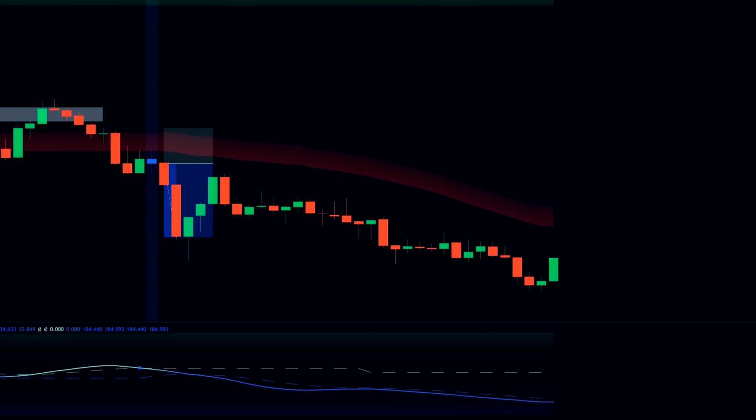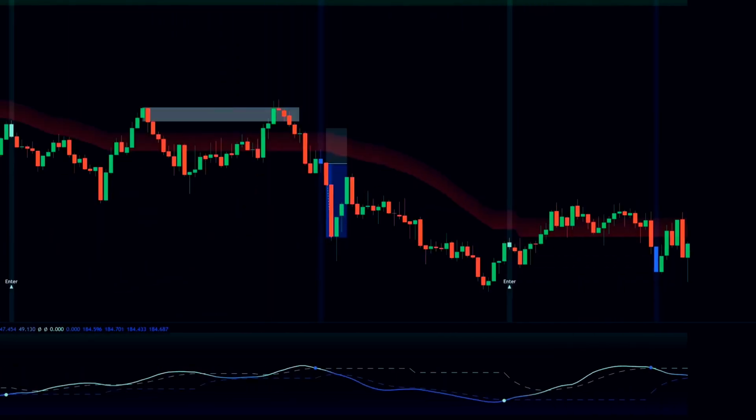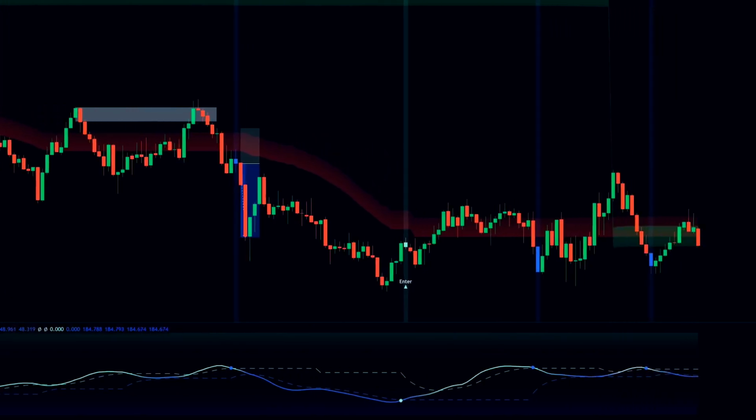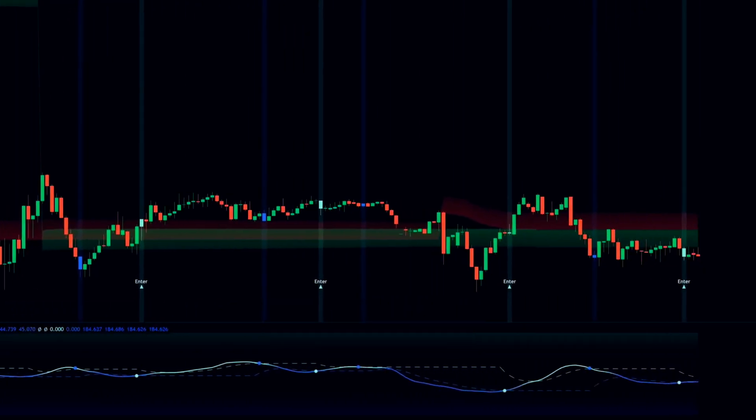In summary, the DSL Oscillator by Big Beluga provides a well-rounded analysis by combining adaptive signal lines, momentum tracking, and trend identification. It's best used with other indicators as part of a broader trading strategy.